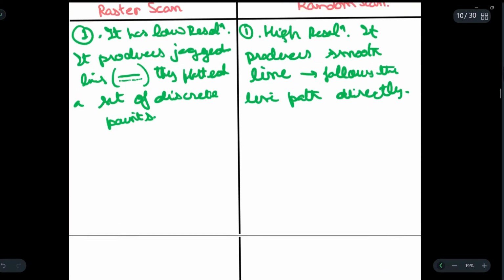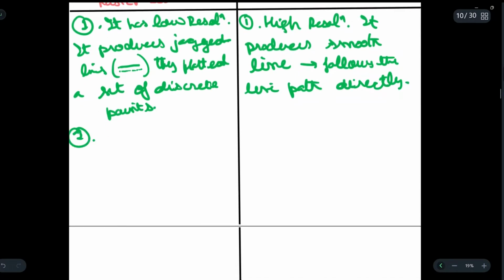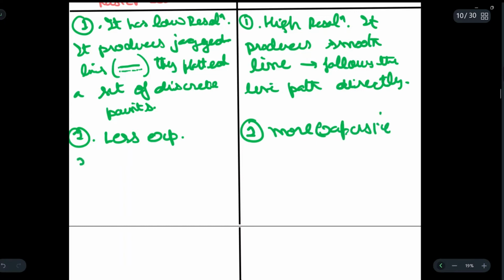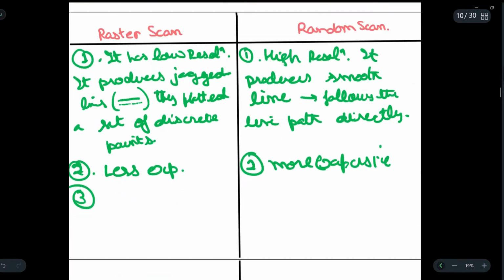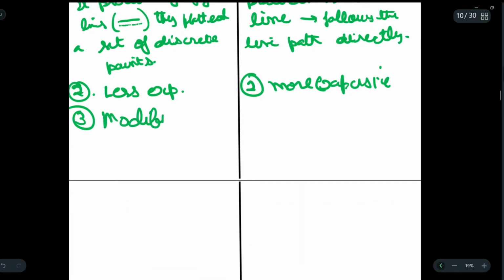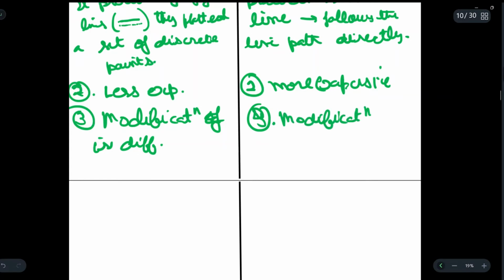Now in raster scan we also have that it is less expensive, whereas a random scan is more expensive. The third difference is that modification is difficult in a raster scan. The modification of the system, that is the modification of a raster scan system, is difficult, whereas in a random scan the modification is easy. That is, the system can be easily modified.